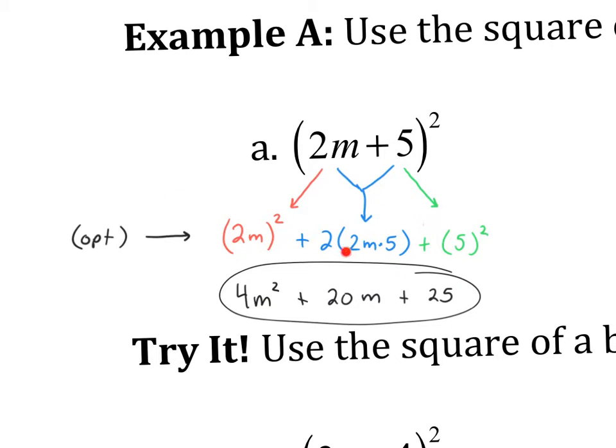Again, the middle part is just a mental thing. You can just do step by step. Square this guy, put it there. Square this guy, put it at the end. Multiply these together, 10m, and double it to get 20m. There we go.